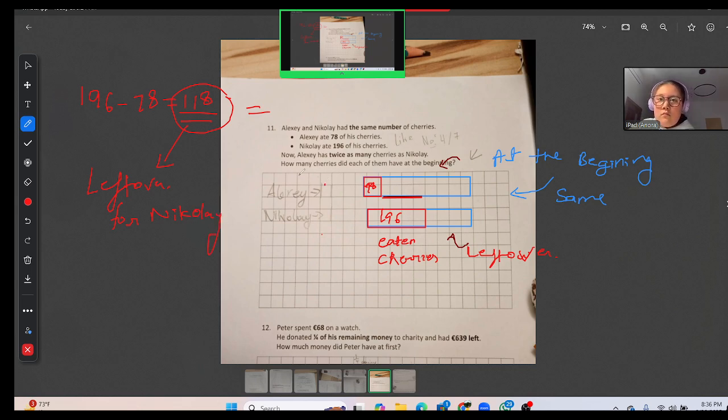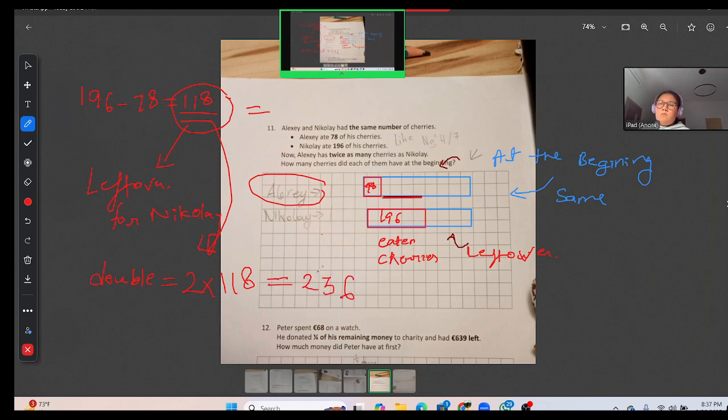So for Alexa it's double, right? So you would just do the double of 118. The double would be 2 times 118. So if you multiply 2 with 118, you would get 236.